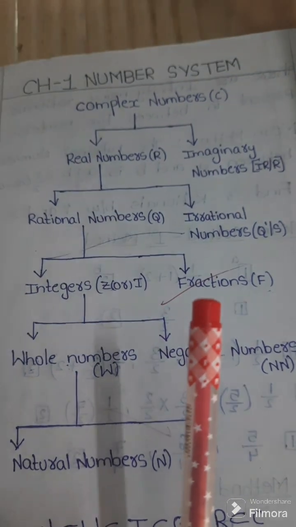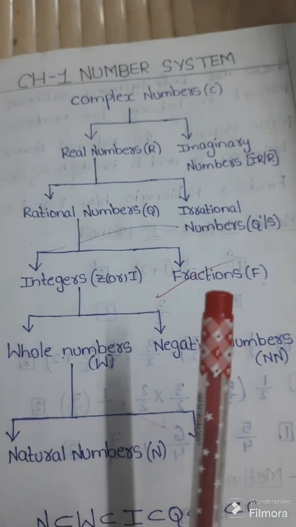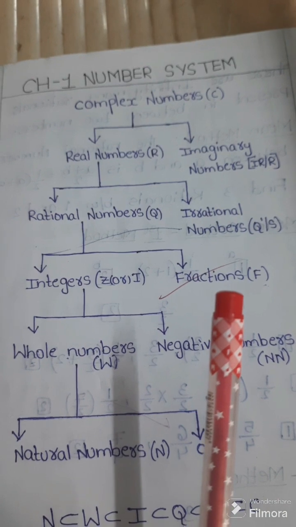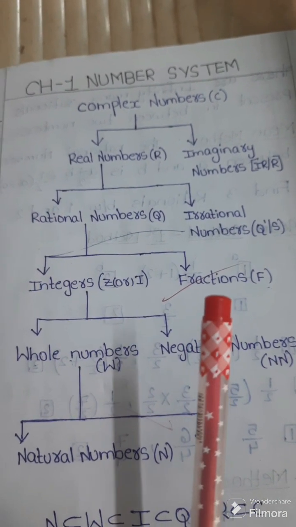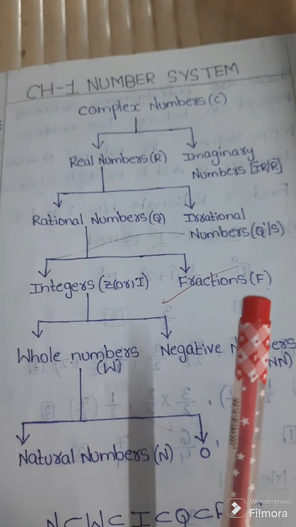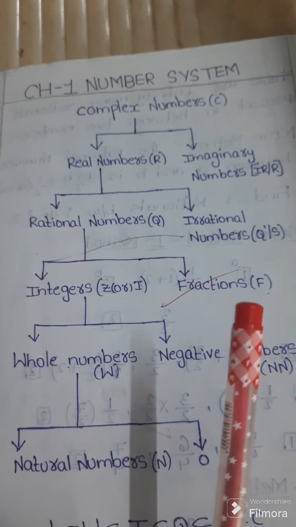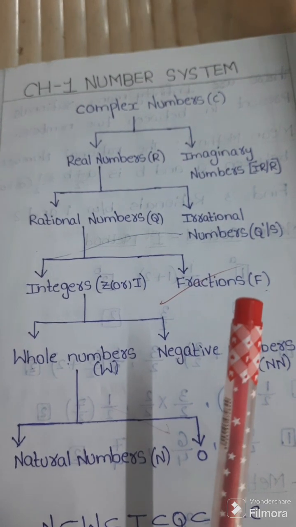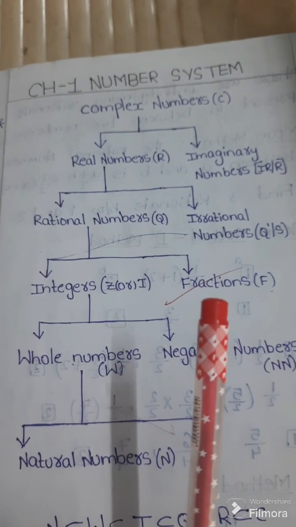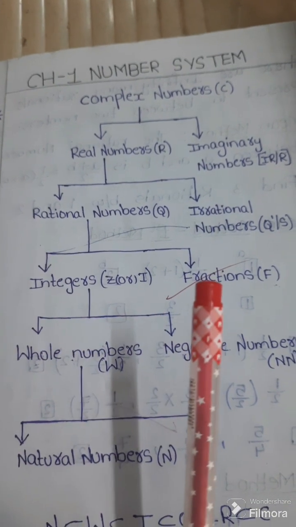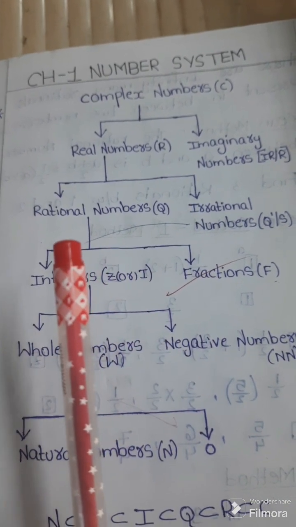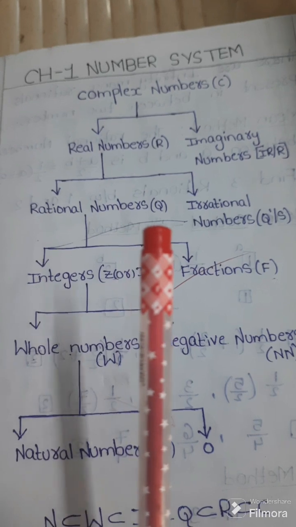You might have heard this many times from lower classes onwards. Proper fraction, improper fraction, mixed fraction, like fractions, unitary fractions, vulgar fractions, like that you have learned many fractions at the lower level. Integers and fractions combined we can call rational numbers, that is Q.